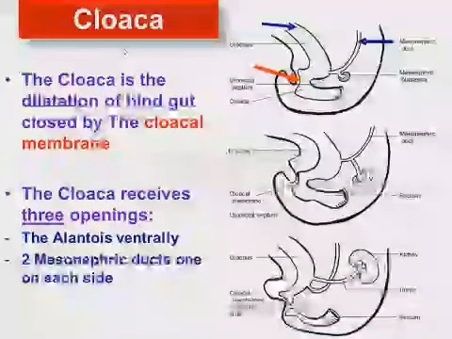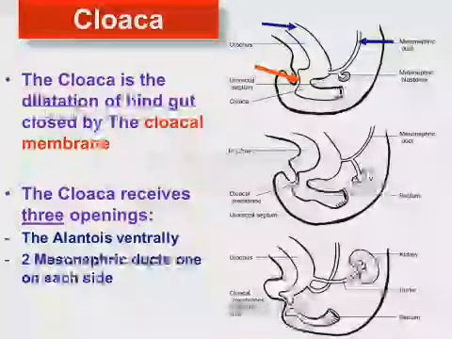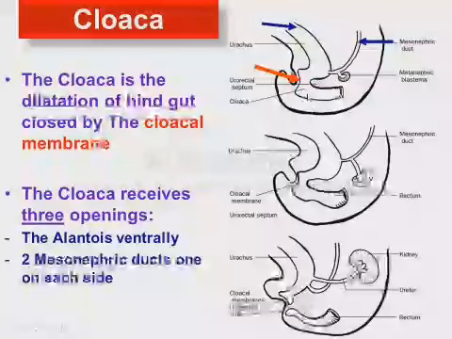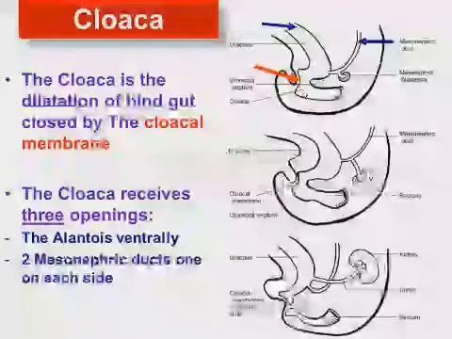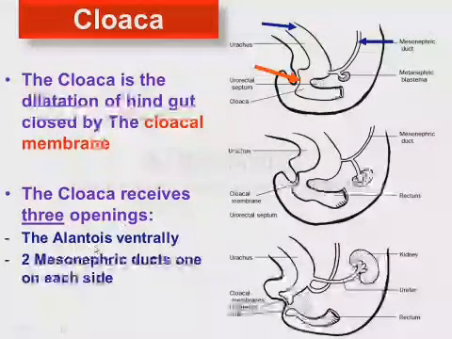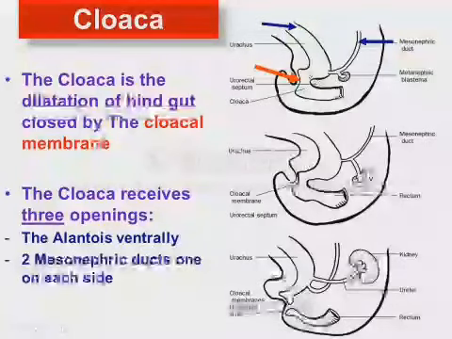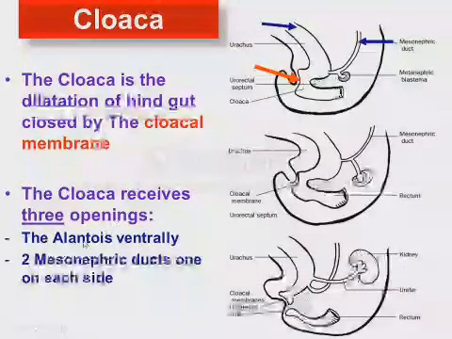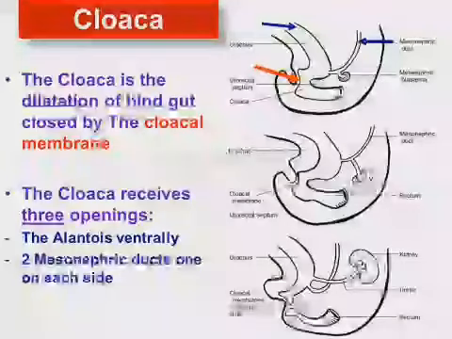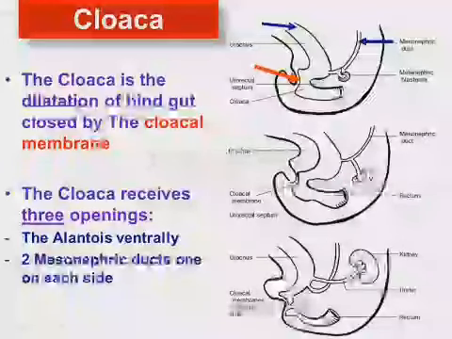What is the cloaca? The cloaca is the dilatation of the hindgut, and it is closed by the cloacal membrane. So this is the dilated part of the hindgut, and it is closed by the cloacal membrane. The cloaca receives three openings. Number 1, the allantois ventrally, and the two mesonephric ducts, one on each side. So this is one of the two mesonephric ducts.